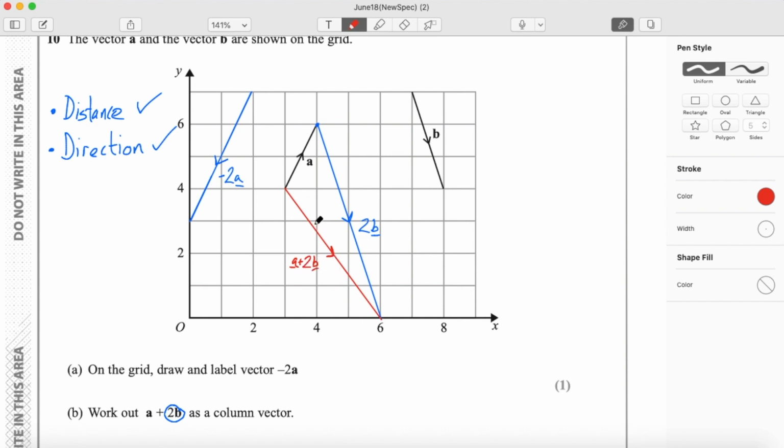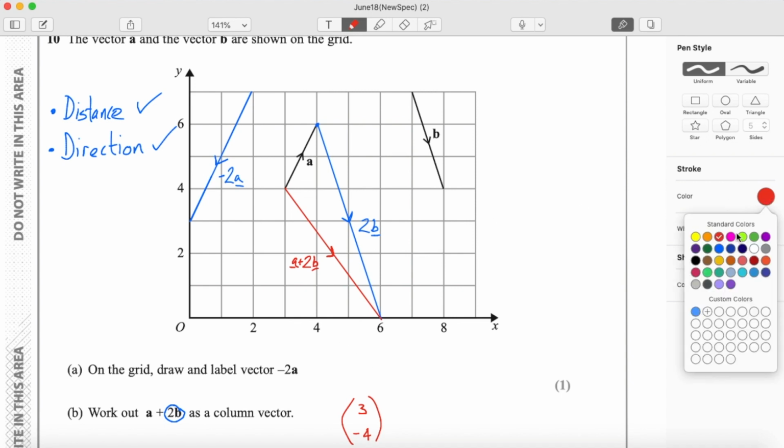And the short way of doing this, finding this as a column vector, is just looking at the direction in the x-axis and in the y-axis. So the x always goes on top. We're going 1, 2, 3 along, so plus 3, and we're going down 1, 2, 3, 4. So that will be our answer as a column vector, A plus 2B.